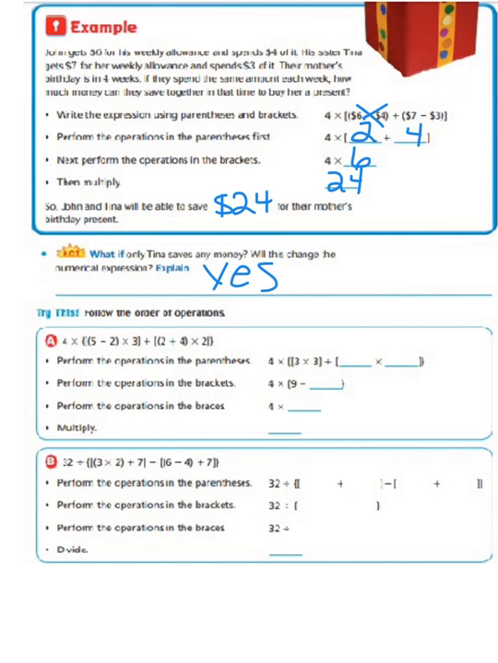Performing the operation in the parentheses would be the 5 minus 2, and that would give us 3. And then 2 plus 4 is going to be 6, times 2. Okay, and it says perform the operations in the brackets. So then we do the 3 times 3 is 9. 6 times 2 is 12. Then we do the 4 times 21, and that's going to be 84.